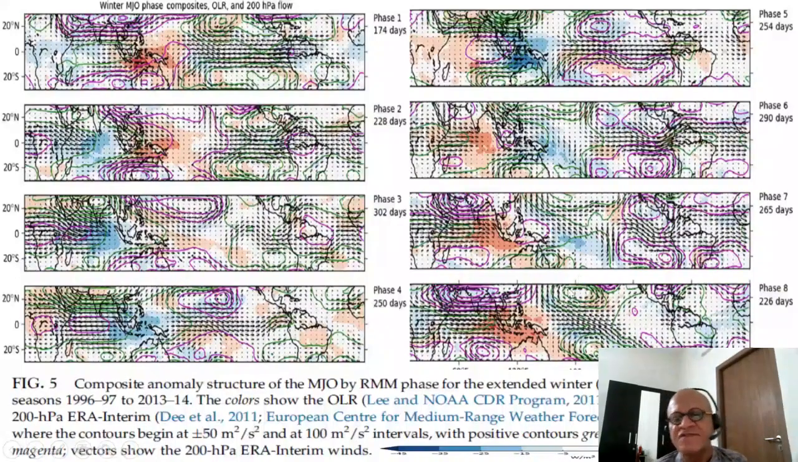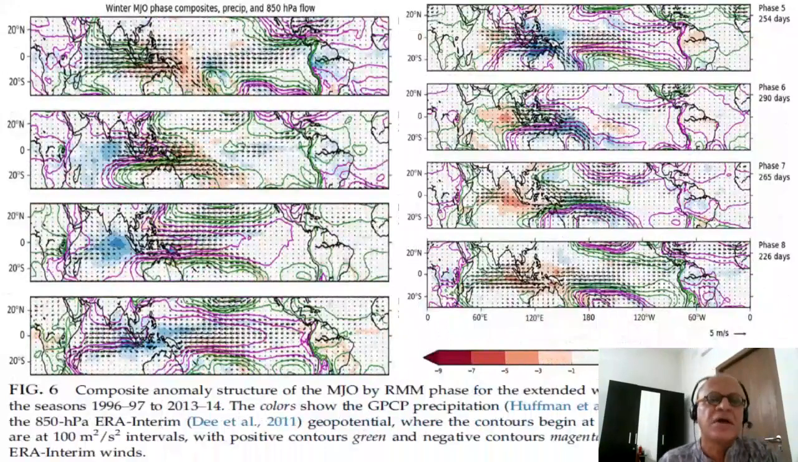So this is the observed structure, but this is now using ERA-Interim products, which can be considered as observations, but they are basically a blend of observations and models to reconstruct past variabilities. This is the same thing now for 850 hectopascal winds. So now you see again convergence in the convective phase. The contours show the 850 hectopascal ERA-Interim geopotential. Again, positive contours are green and negative contours are magenta.